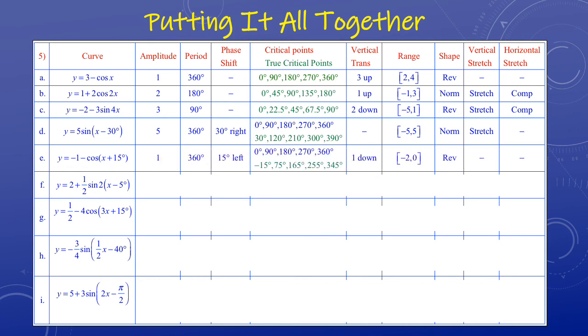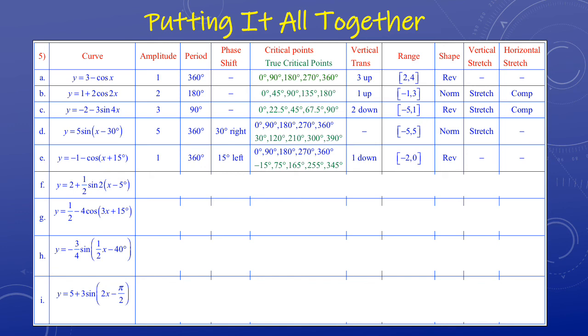In E, we have y is equal to -1 minus cosine of quantity x plus 15 degrees. The amplitude is 1, and the period is 360 degrees. The phase shift is 15 degrees to the left. So since our normal critical points are 0, 90, 180, 270, 360, shifting to the left gives us -15 degrees, 75 degrees, 165 degrees, 255 degrees, and 345 degrees.